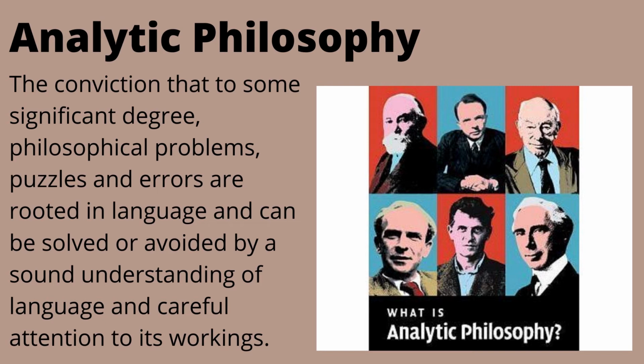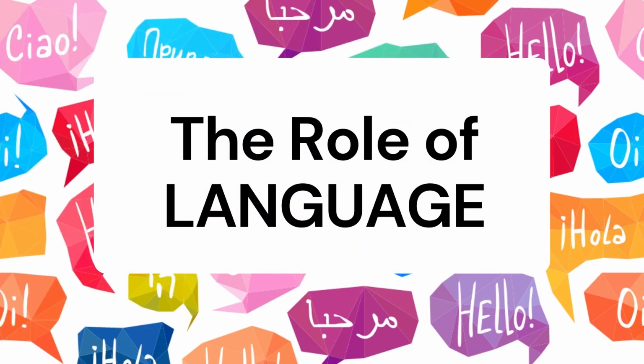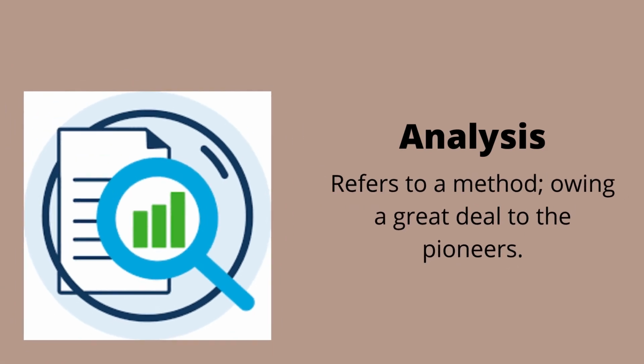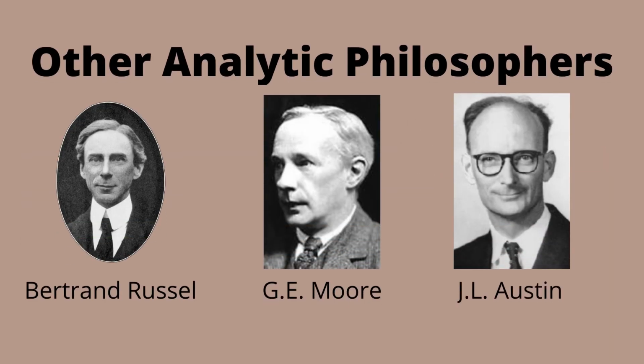Now, let's look at analytic philosophy. Analytic philosophy is the conviction that to some significant degree, philosophical problems, puzzles, and errors are rooted in language and can be solved or avoided by a sound understanding of language and careful attention to its workings. To make it simpler, let's define analysis. Analysis refers to a method owing a great deal to the pioneers. And now, let's see the other analytic philosophers. We have Bertrand Russell, G.E. Moore, and J.L. Austin.